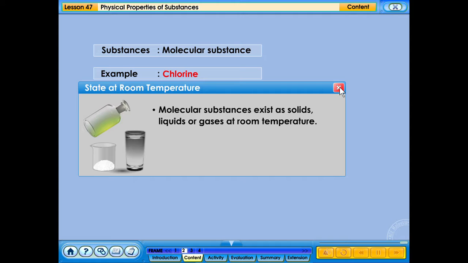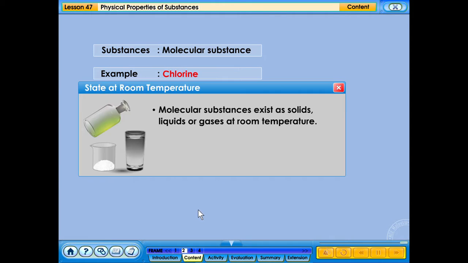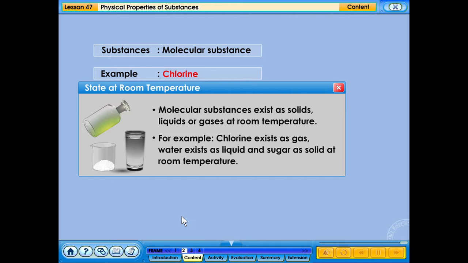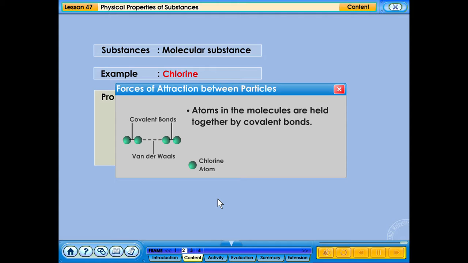Molecular substances exist as solids, liquids, or gases at room temperature. For example, chlorine exists as gas, water exists as liquid, and sugar as solid at room temperature. Atoms in the molecules are held together by covalent bonds. Molecules are held together by weak van der Waals forces.